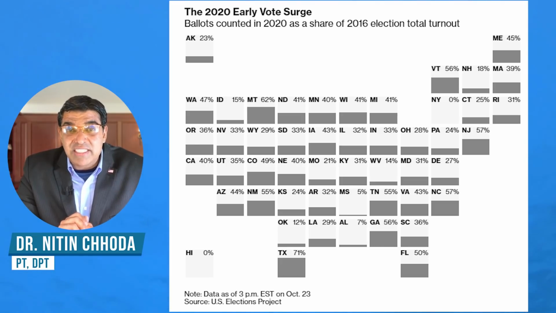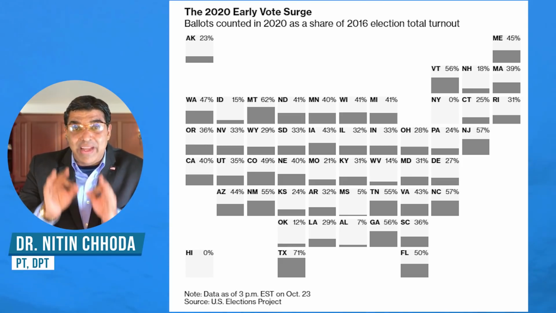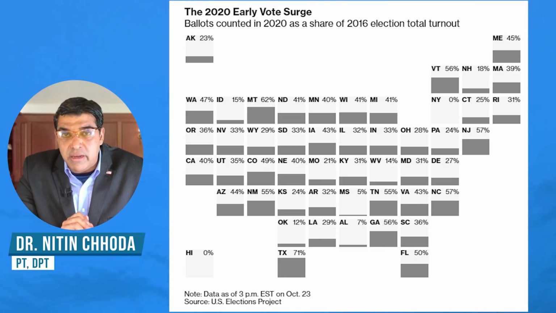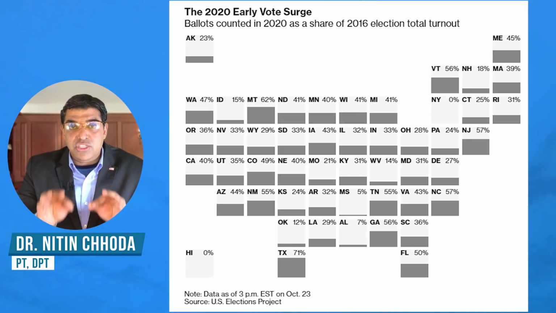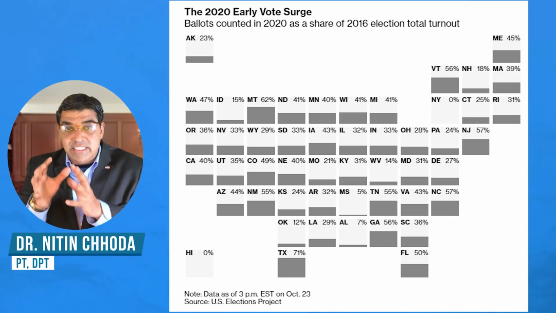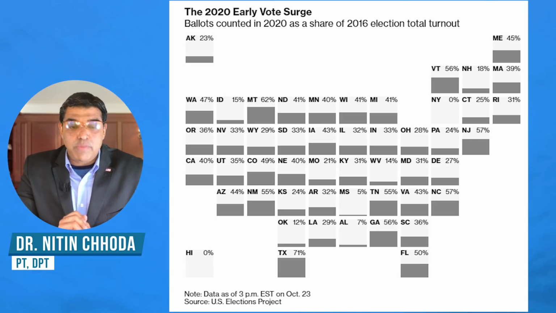And this is just fascinating. Again, keep in mind that this represents ballots counted in 2020 as a share of the total 2016 voter turnout. I just want to be clear about that. So approximately 130 million people voted in 2016, and there were actually 100 million people who did not vote in 2016. So there's that. But in 2020, this chart on your screen represents how many individuals relative to the total 2016 number have voted so far as of 3 p.m. East Coast time on the 23rd of October.